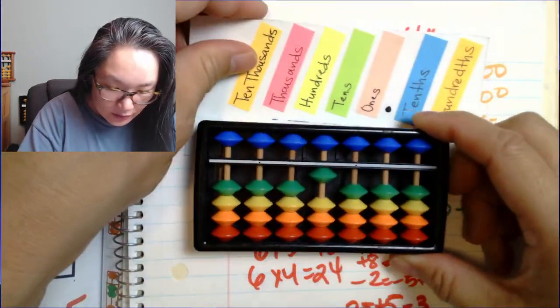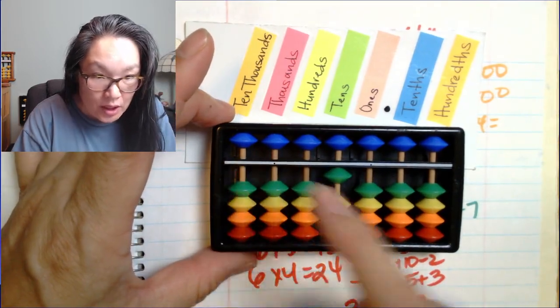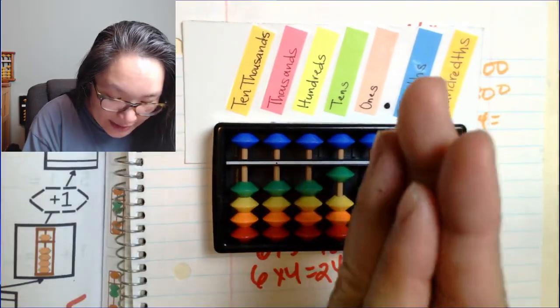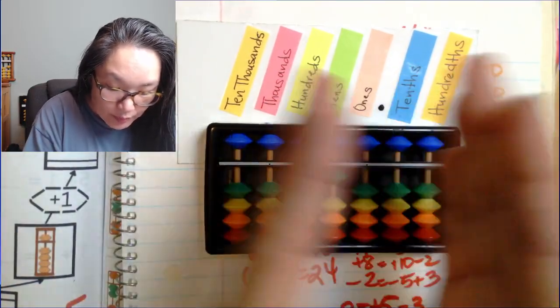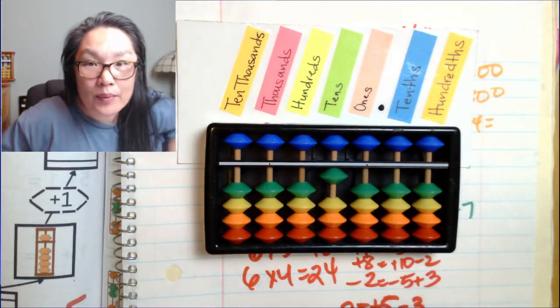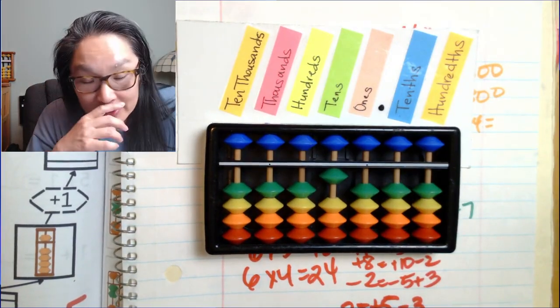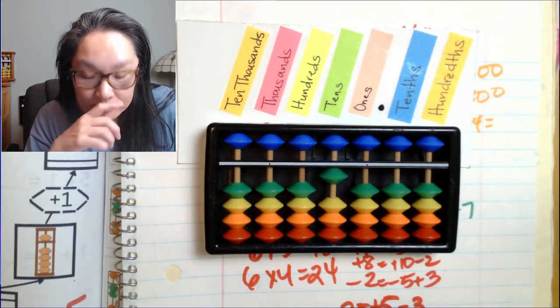After 10, we have our ones, our tens, our hundreds, our thousands, our 10,000. So the abacus itself keeps the place value. It helps you track place value. Really, what the abacus is, it tracks your numbers. Excuse me, it tracks your numbers.